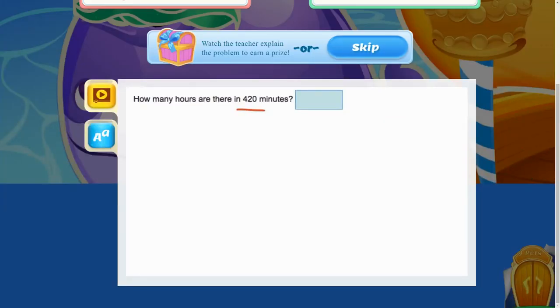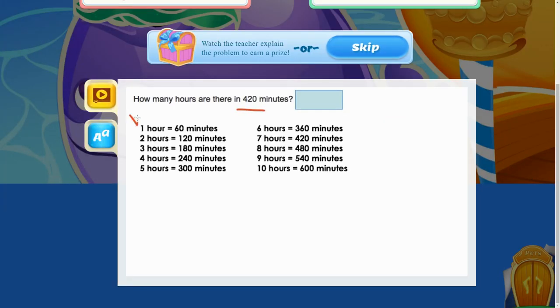How many hours are there in 420 minutes? So for every hour, we have 60 minutes. And if we keep adding 60 minutes, eventually we get 420 minutes with 7 hours. So the correct answer here is 7 hours is equal to 420 minutes.